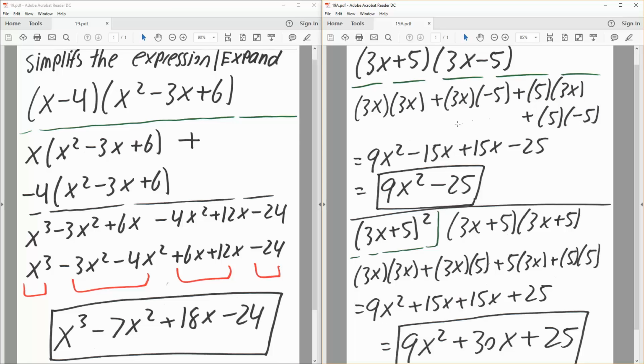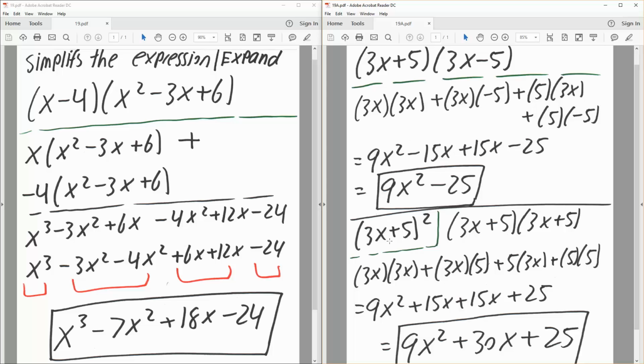And so now we add everything up. So we have 3x times 3x is 9x squared. 3x times -5 is minus 15x. 5 times 3x is plus 15x. 5 times -5 is minus 25. And we know minus 15x plus 15x is 0x. And so our final answer would be 9x squared minus 25.